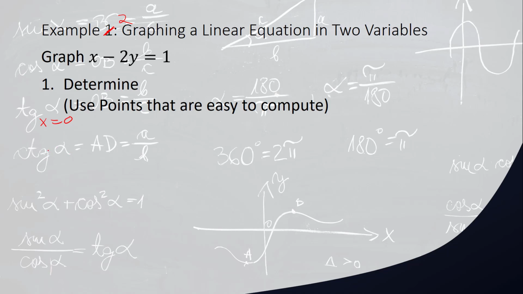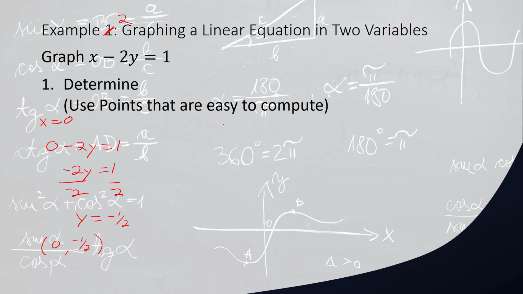So if x is equal to 0, that means we have 0 minus 2y is equal to 1. That's just the same as minus 2y is equal to 1. I can divide both sides by -2. And I will have y is equal to -1/2, which gives us the ordered pair 0, comma, -1/2, which is the solution to this equation.